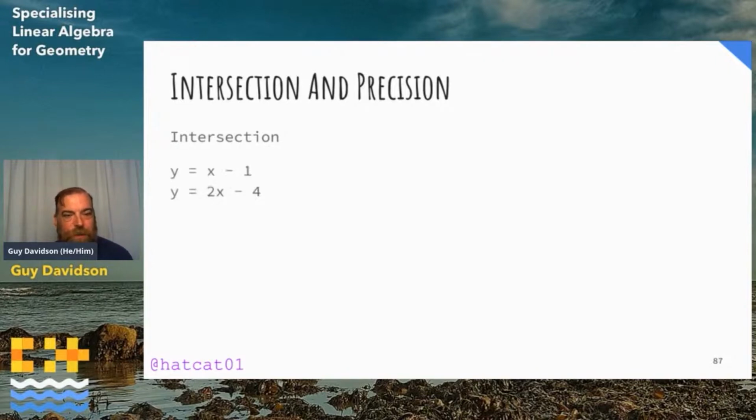y equals x minus 1, y equals 2x minus 4. Do they intersect? Well, they aren't parallel. They have different gradients, so they must do. Subtract one from the other, and you get this. They intersect where x equals 3. So far, so good. Let's try another. y equals x squared, and y equals x plus 3.9.